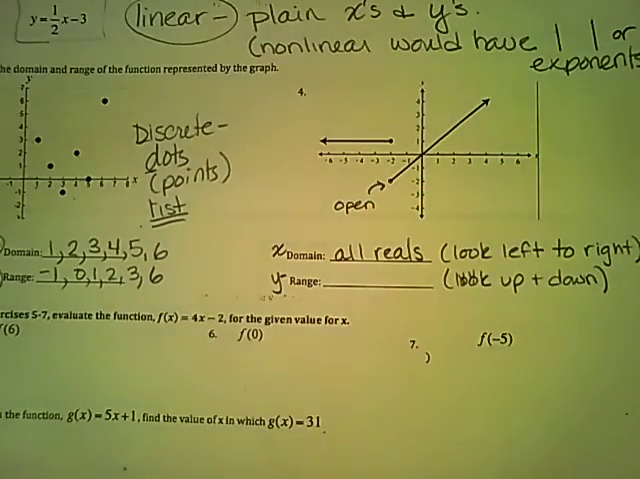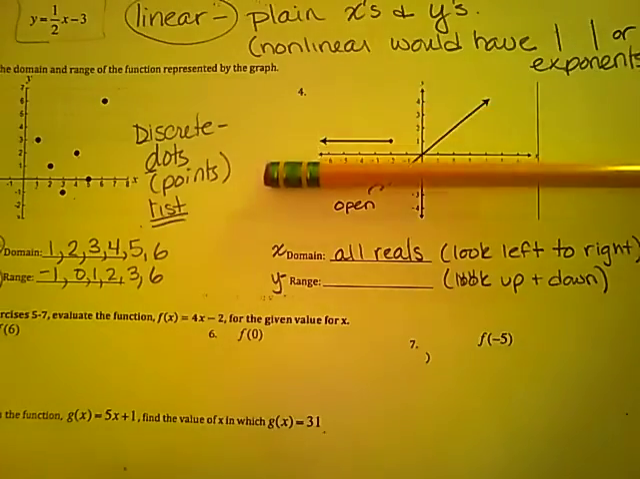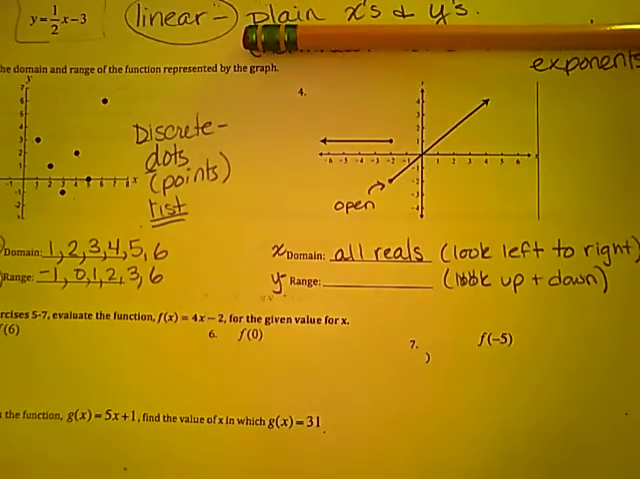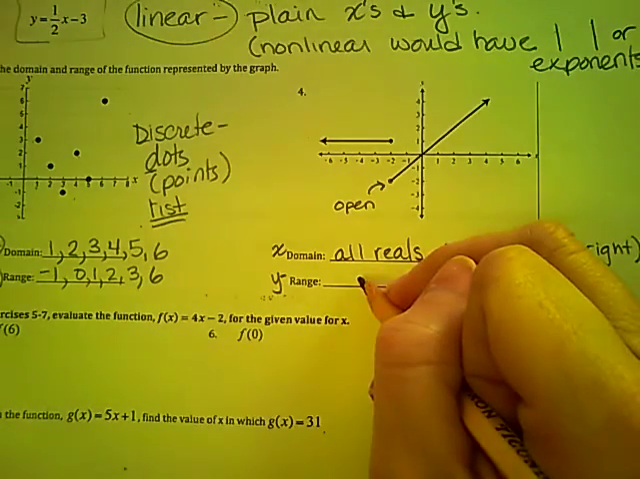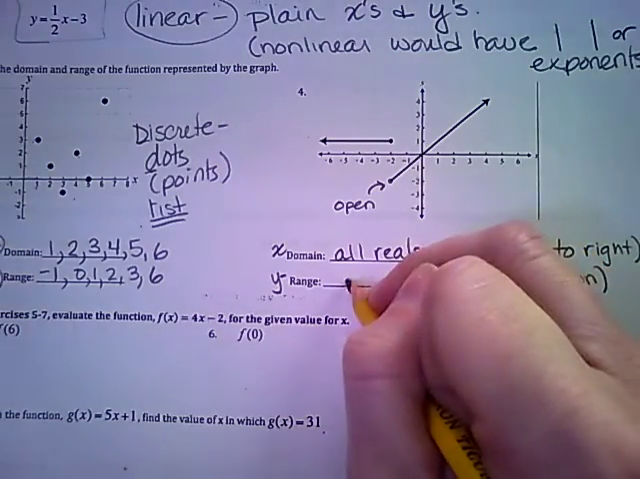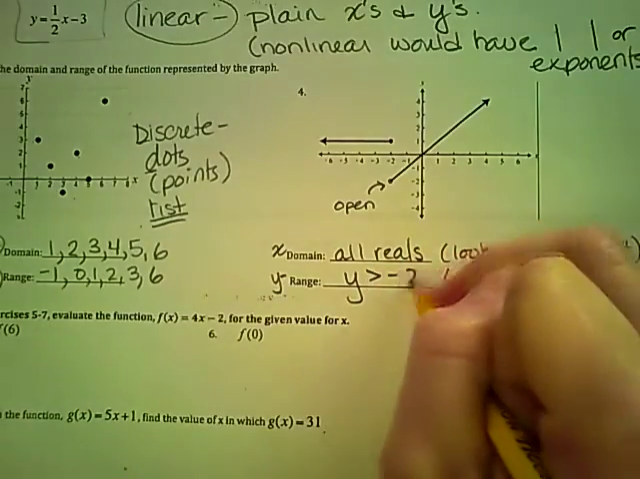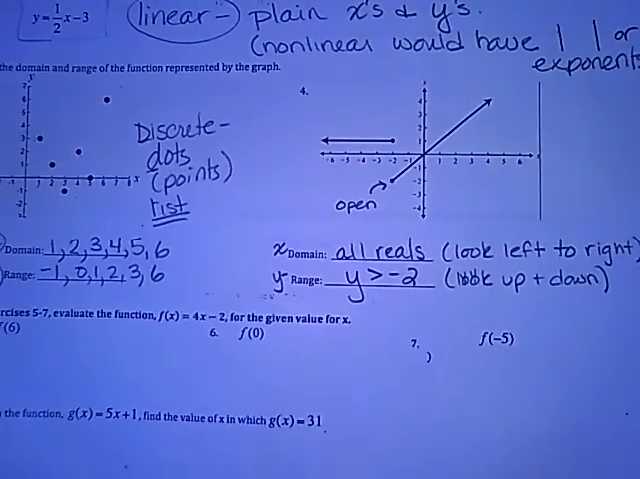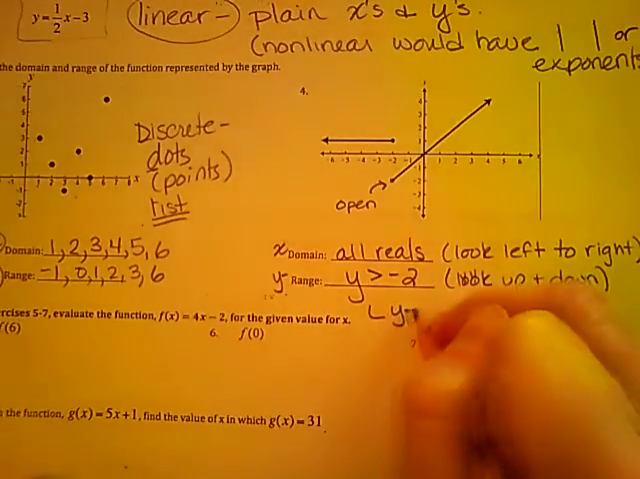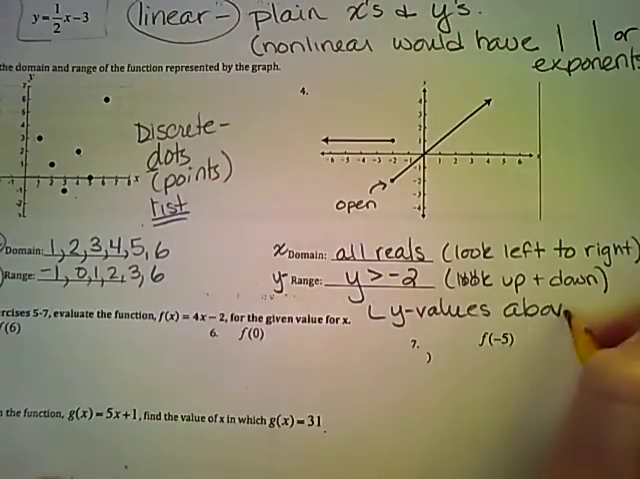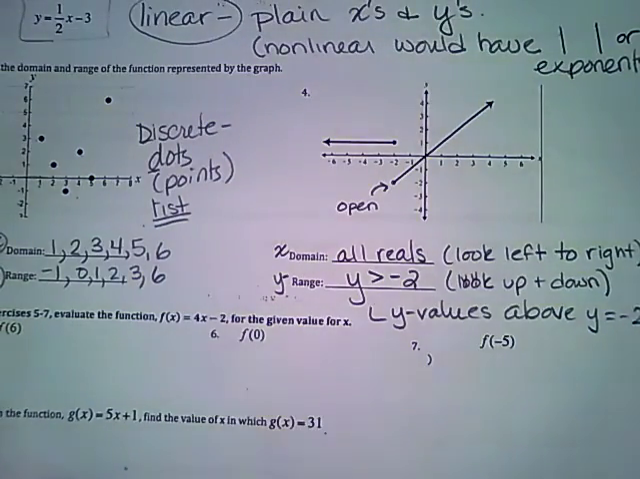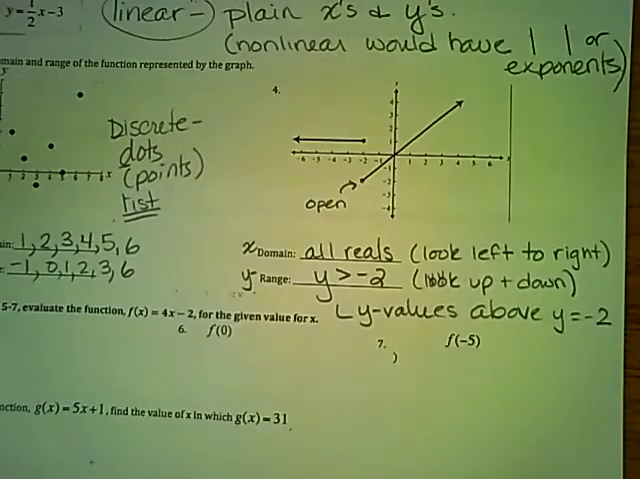So if that's an open circle, how do I say that I have points here and above? Yep. Negative 2 is less than y. You're right. Or y is greater than negative 2. Either way. Good job. You have y values above y equals negative 2. Any questions?